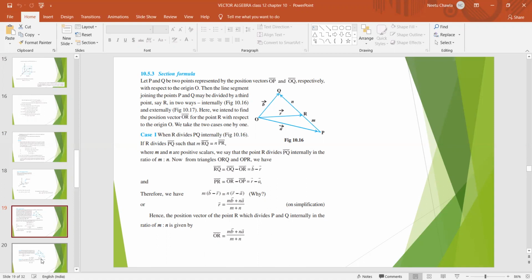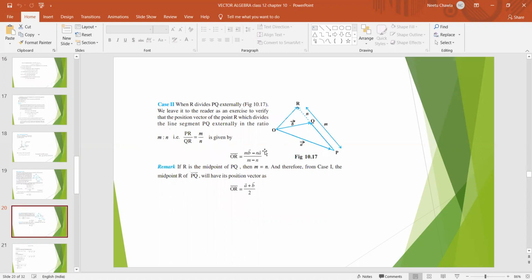And now for external division, in the same way, only the sign will be changed to a minus sign: m b vector minus n a vector upon m minus n. If suppose m and n are equal, means this is the midpoint. If it is the midpoint, what will it become? This will become a vector plus b vector upon 2.